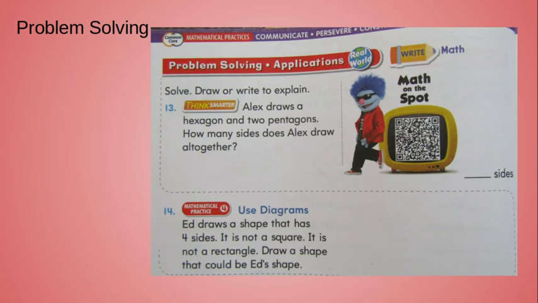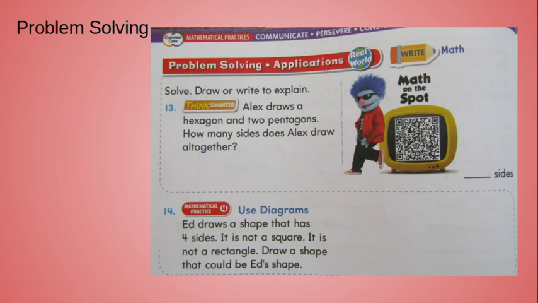All right, let's move on to the problem solving. Oh boy, starting off with a think smarter question. It says solve, draw, or write to explain. Alex draws a hexagon and 2 pentagons. How many sides does Alex draw altogether? That key word in the question, altogether, tells me we're going to be adding something.